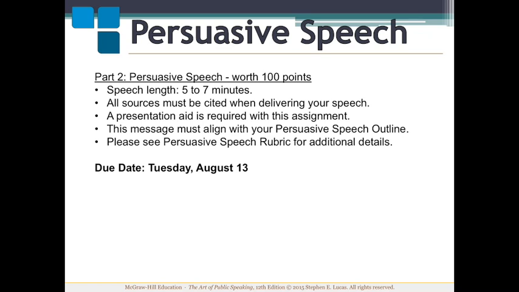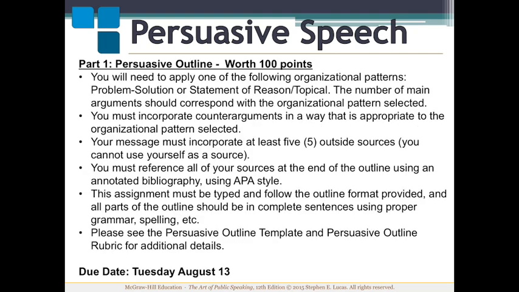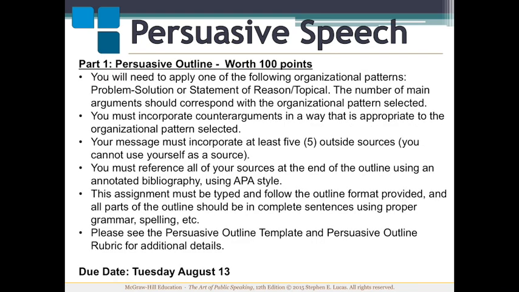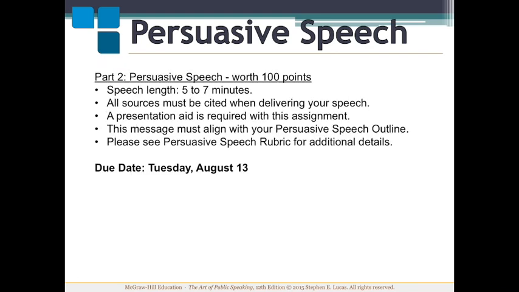Each main point could have a visual aid to support it, whether it's a chart, a graph, an image, or whatever. This message must align with your persuasive speech outline. So in other words, your outline and your speech must be simpatico, must be identical. So you can't make one outline and then give something completely different for your speech. That will not wash. Please see the Persuasive Speech rubric for additional details.